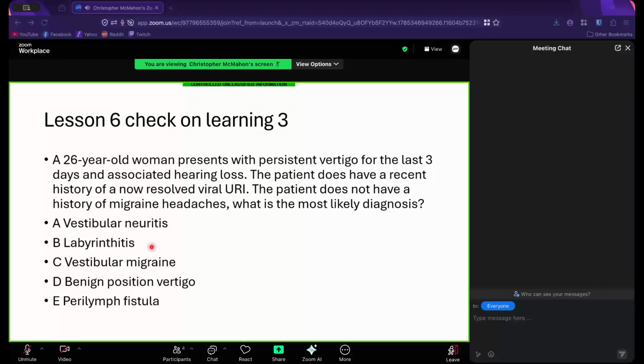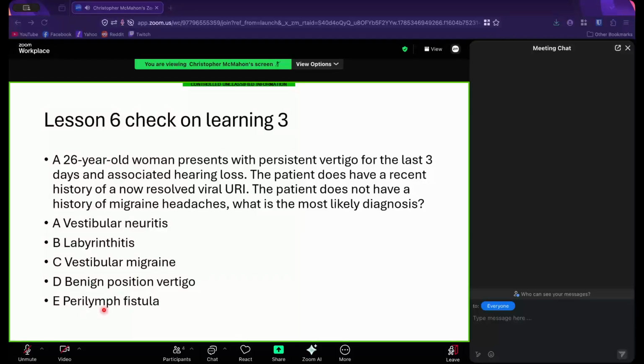Now I got the same 26-year-old woman, but she has persistent vertigo lasting for about 3 days with associated hearing loss. She does have a recent history of a resolved viral URI. The patient does not have a history of migraines again. What's the most likely diagnosis now? Vestibular neuritis? What about labyrinthitis? I feel good it's not vestibular migraine. I gave that one away. And we know it's not BPPV, because BPPV doesn't cause that consistent vertigo.